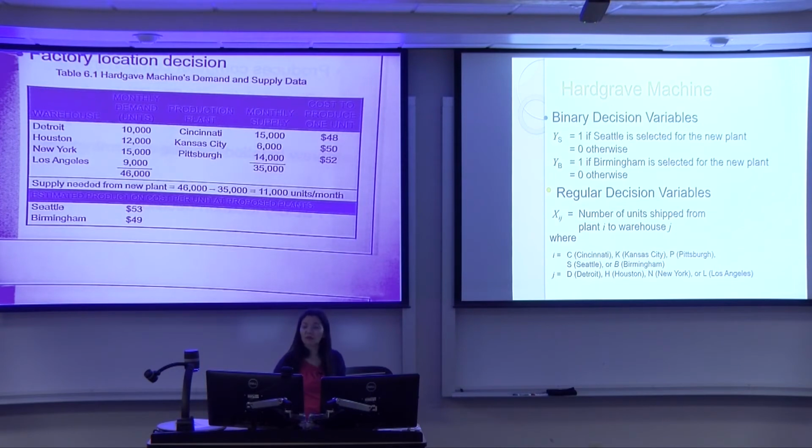And then we have the regular decision variables, Xij. That is the number of units shipped from plant i to warehouse j. I is one of the plants, so it should be C, K, P, the existing facilities Cincinnati, Kansas City, and Pittsburgh, and then S or B, Seattle or Birmingham. And j is your destination node, either Detroit, Houston, New York, or LA.